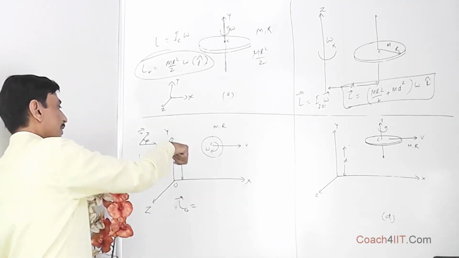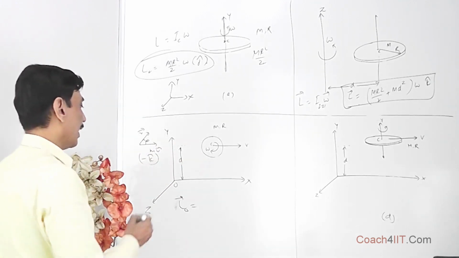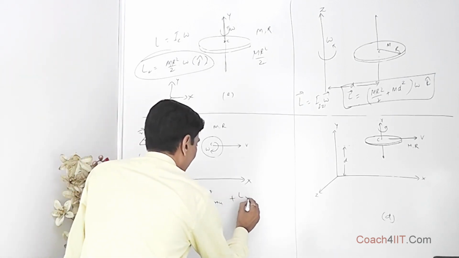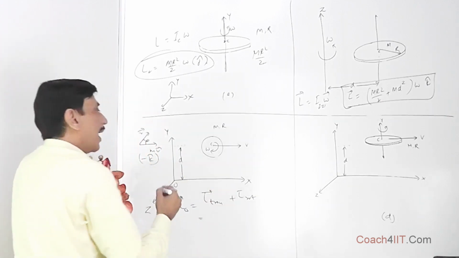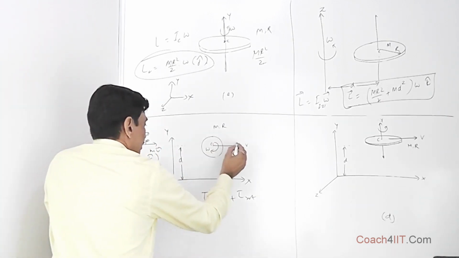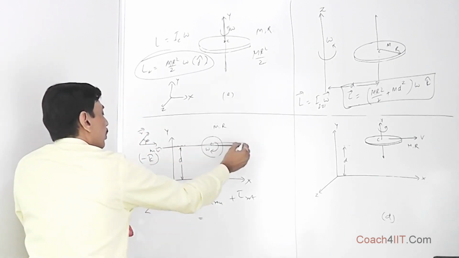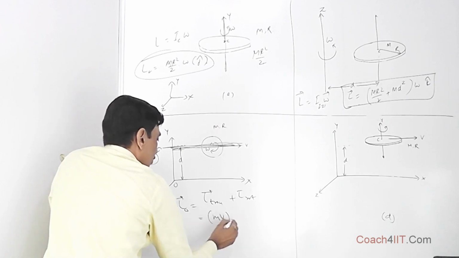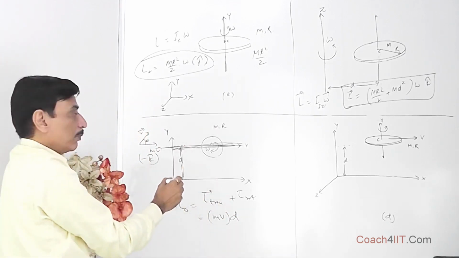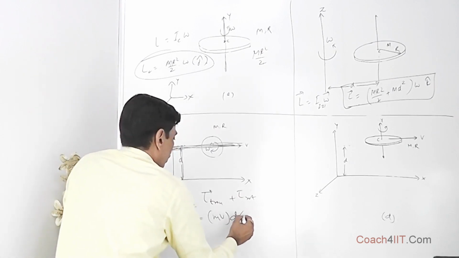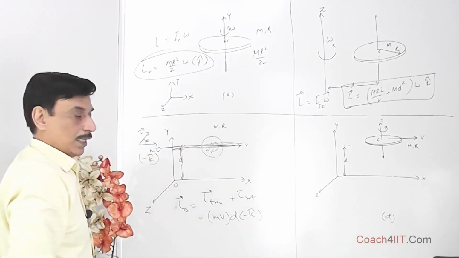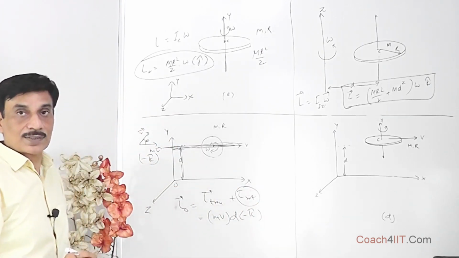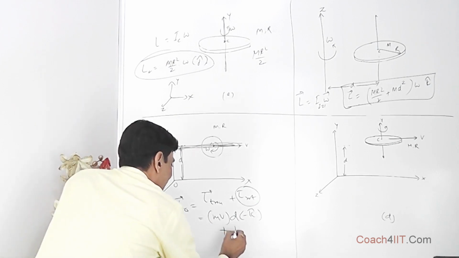So it is this way, it is going to be inwards, that is minus k cap. And what is that? We say L translation plus L rotation. L translation is r cross mv. That is moment of momentum also, you can directly say. This momentum is mv into d, where d is the distance, the moment of momentum, and the direction is minus k cap. And rotation, L rotation, is about its own axis only. This is rotating about its own axis. So it is going to be plus I.